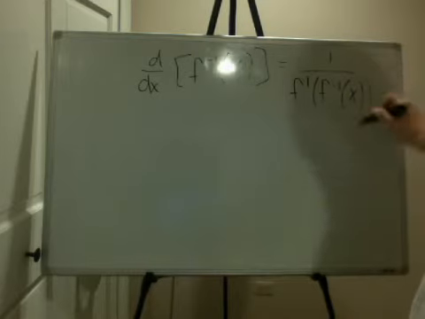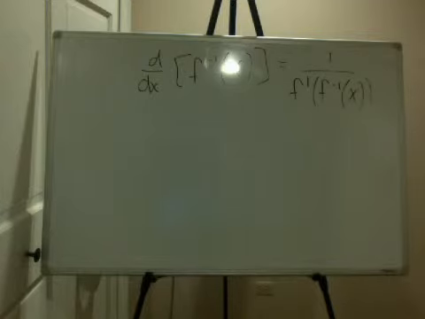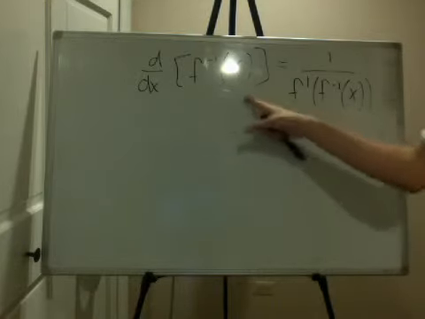Now, I could prove this to you, I'm not going to, but this is basically an application of the chain rule. The chain rule comes up everywhere, as you can see. And it's basically kind of like you're just taking the derivative of 1 over f prime of this.